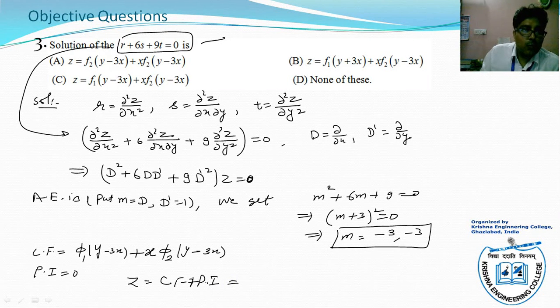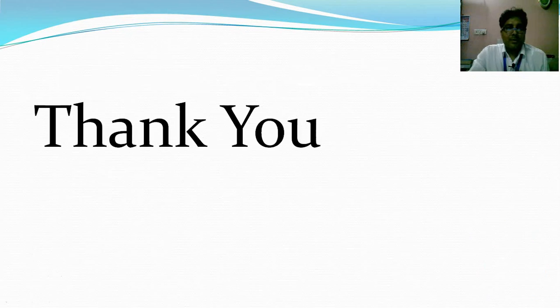So phi 1, phi 2, F1, F2 are the arbitrary functions in this problem. So that means F1 of y minus 3x plus x F2 of y minus 3x. This is the option, in which both functions are F1, F2. This is not it; here y plus 3x, y minus 3x is not. This is the correct option. Option C is correct. Okay, thank you.